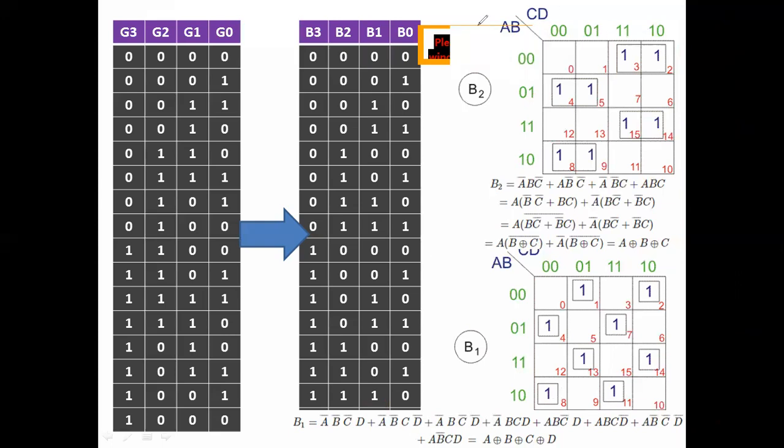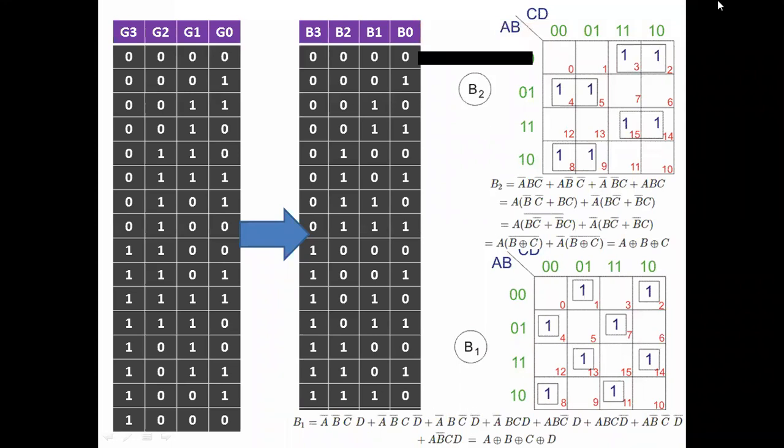That's all. So the problem may be in any method or any form. Input may be binary or gray, and its equivalent can be designed by using this technique. With this, the binary to gray code as well as gray code to binary conversion is over.